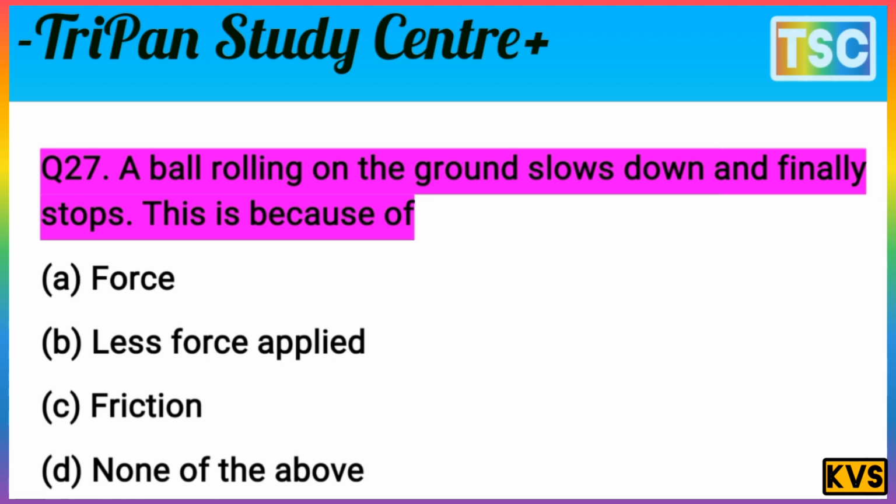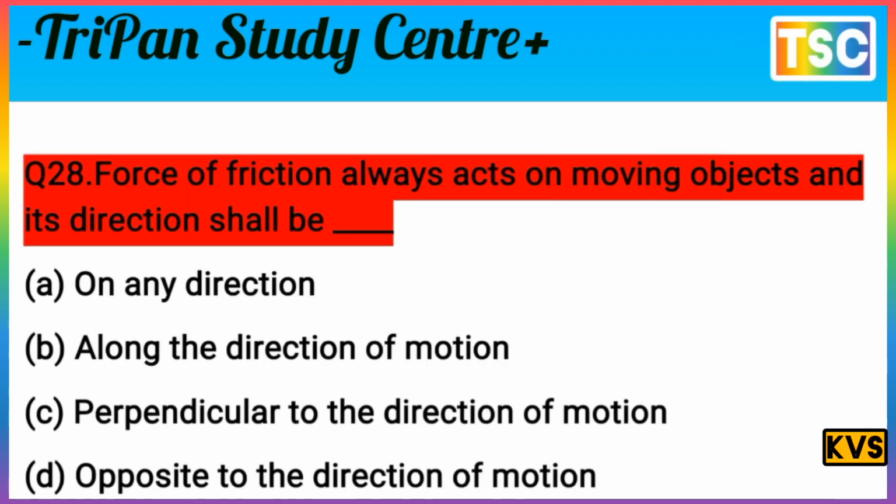Let's see the next question. Next question on your screen. Force of friction always acts on moving objects and its direction shall be: A, any direction. B, along the direction of motion. C, perpendicular to the direction of the motion. D, opposite to the direction of the motion.